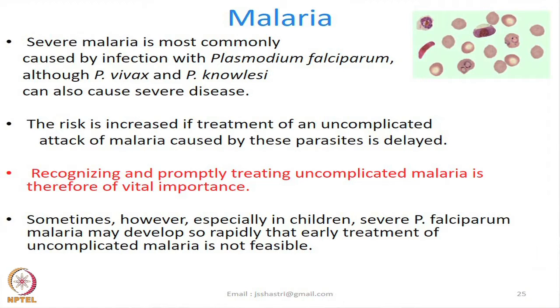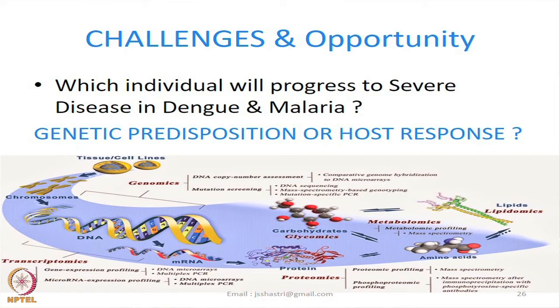And malaria. Severe malaria is most commonly caused by infection due to Plasmodium falciparum, vivax, knowlesi. The risk is increased if treatment of an uncomplicated attack of malaria caused by these parasites is delayed. Recognizing uncomplicated malaria is of vital importance, and in children, Plasmodium falciparum malaria may develop so rapidly that early treatment of uncomplicated malaria is not feasible.